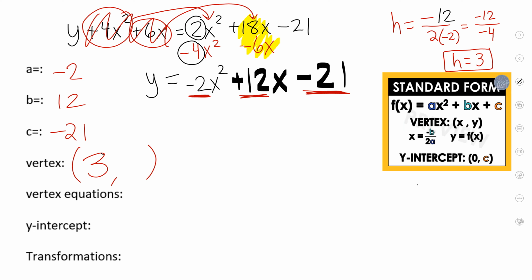Now that I found my first value, what do I do? Plug it in. I'm going to use this simple equation. I don't want to use this monstrous one up here. Use the easy one. Don't make it hard on yourself. So I'm going to plug in a 3.